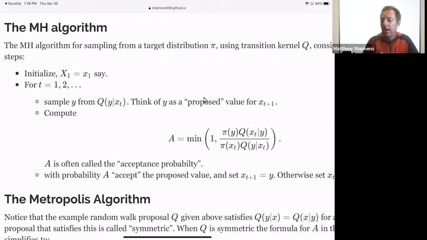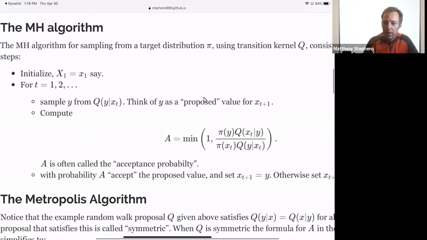So we'll come back to that as well, but just to note, we don't actually have to be able to compute pi. We only have to be able to compute pi up to a constant of proportionality, because then we can compute these ratios in here. And for Bayesian calculations, that means we only have to be able to compute the prior and the likelihood, which we usually can. Not always, but usually can.